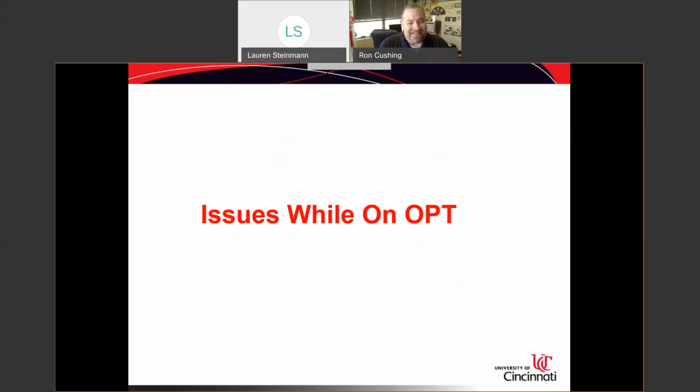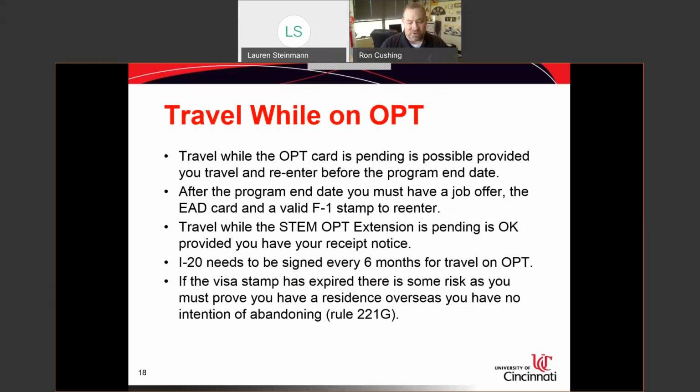Now, that's the summary of the application materials and some of the issues with applying and who is eligible. Next, let's turn to some of the issues that come up while you are on optional practical training. The very first question we usually get is travel while you're on practical training. First, while the card is pending, 90 days is a long time, and sometimes students want to use that period to travel home and visit family and friends.